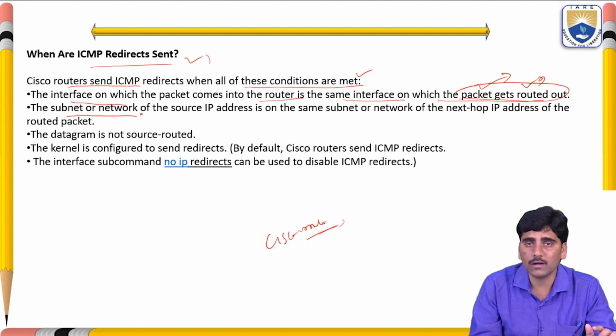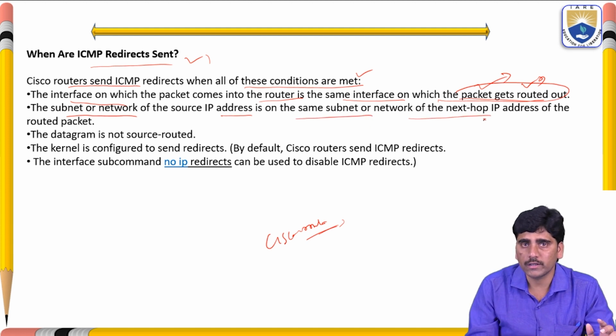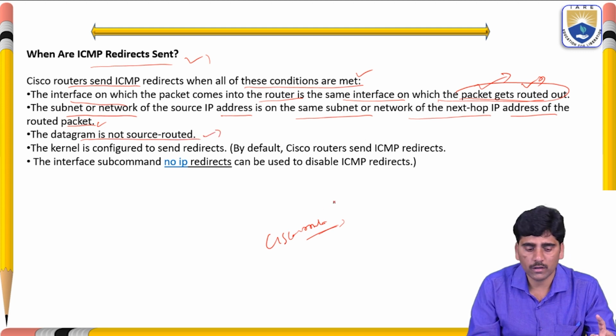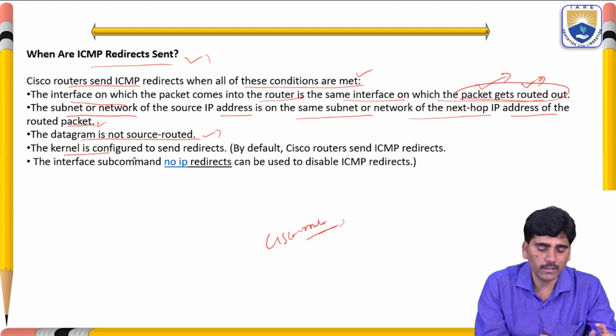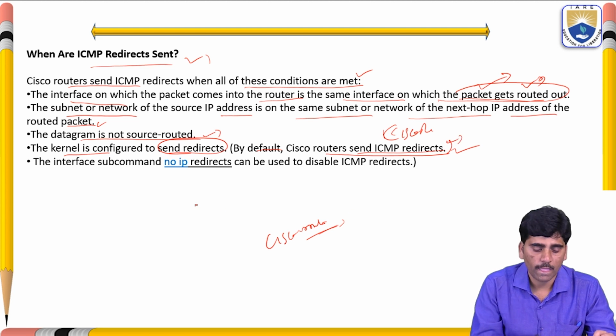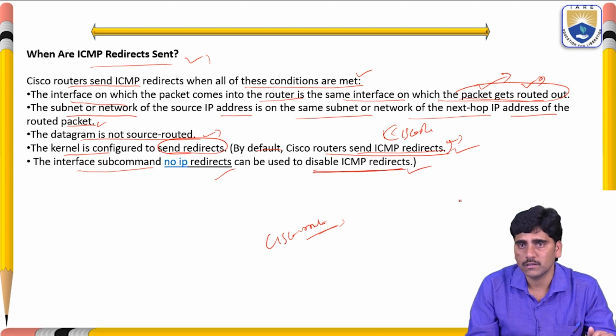Also, the subnet or network of the source address is the same subnet or network as that of the next hop IP address of the routed packet. The datagram is not source routed. And the kernel is configured to send redirect messages. By default, Cisco routers send ICMP redirects. If any router fails, it automatically sends ICMP redirect messages. The interface subcommand no ip redirects can be used to disable ICMP redirects.